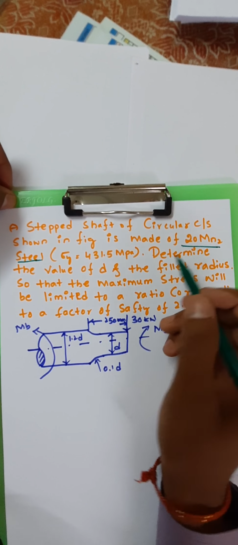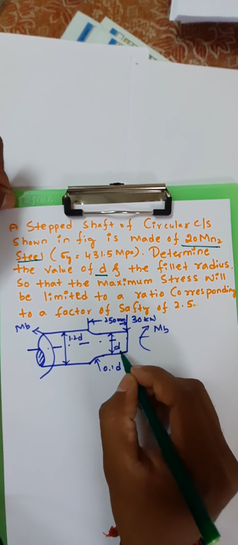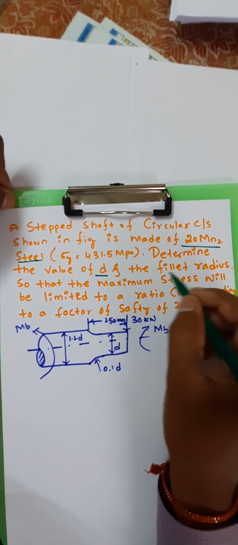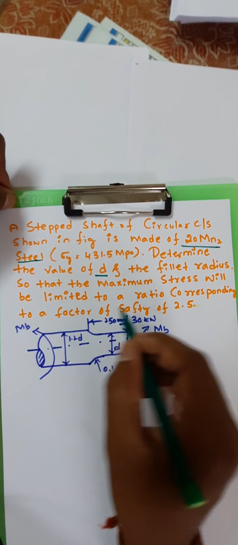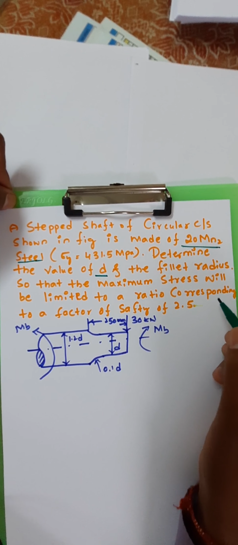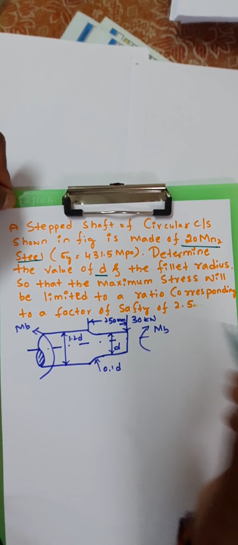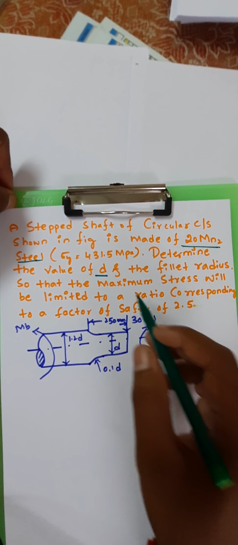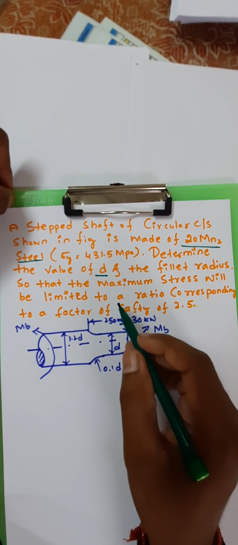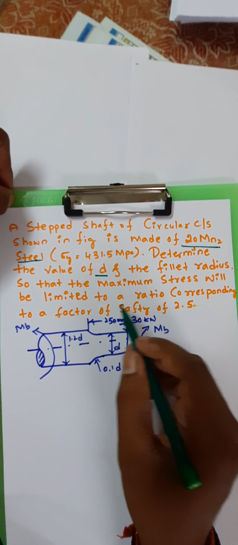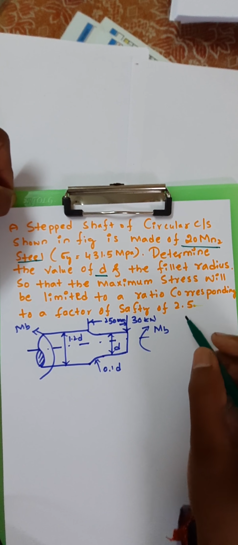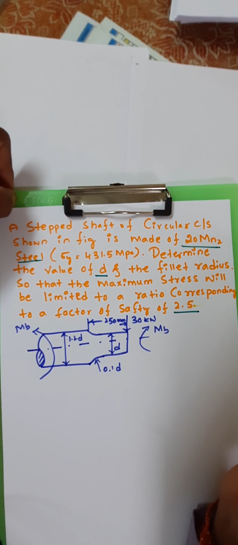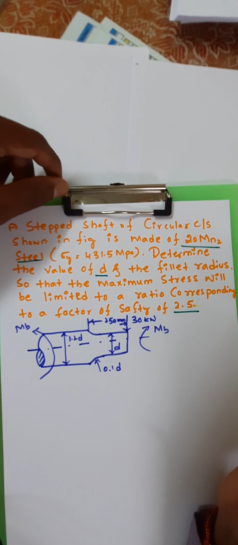Here we need to determine the value for D and the fillet radius, so that the maximum stress will be limited to a ratio corresponding to the factor of safety of 2.5. This is the given problem.